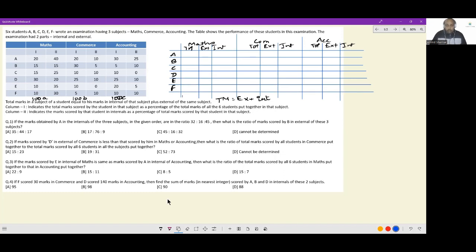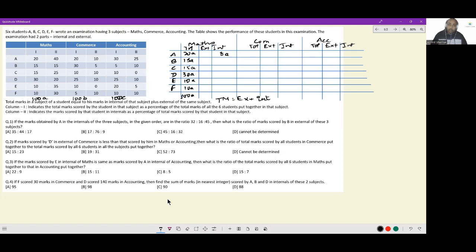If the total is 100, oh sorry, 100A, we get 20A, 15A, 15A, 30A, 10A, and 10A. Now for internal, you will have 8A.